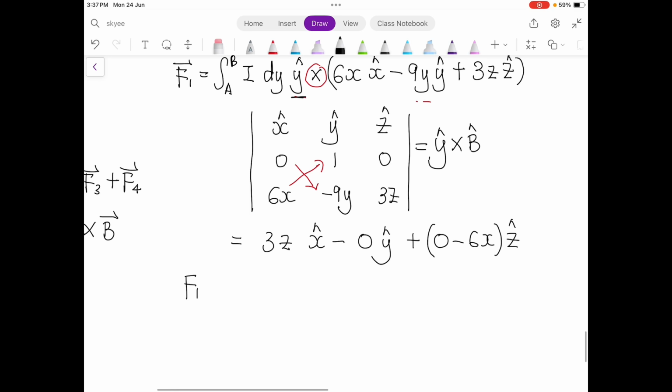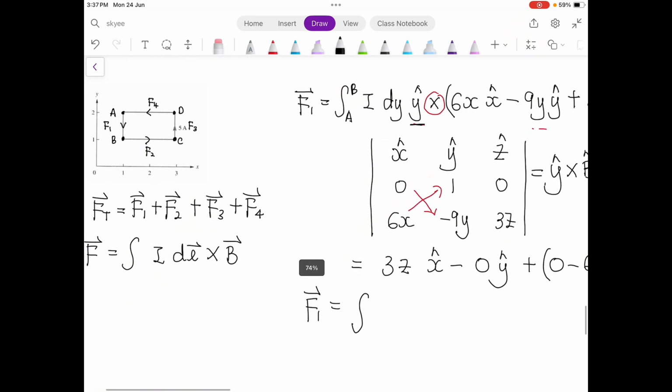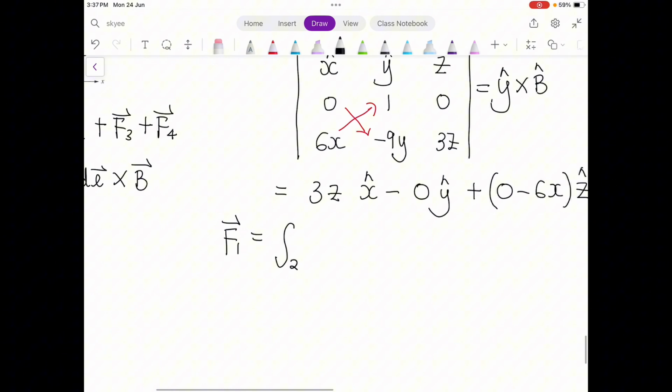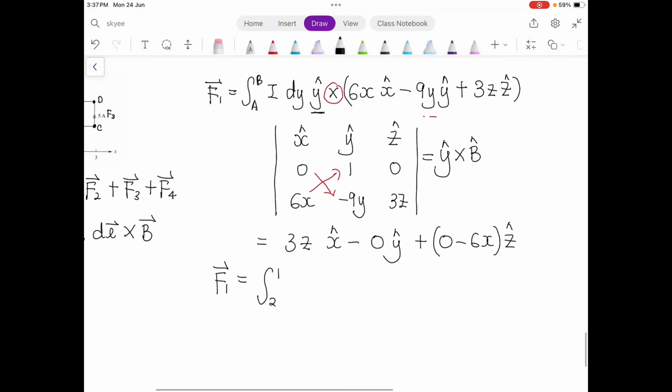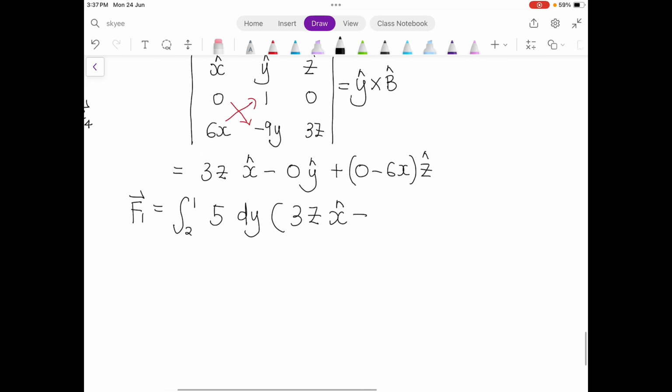So we have the F. A to B, you can see where A is and where B is. A to B is 2 to 1. The positions are from 2 to 1, and the current is 5 dy. Then now you put this 3zx minus 6xz.